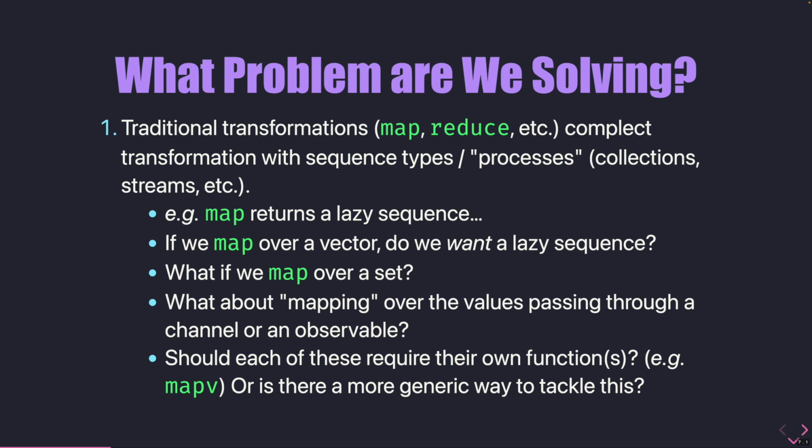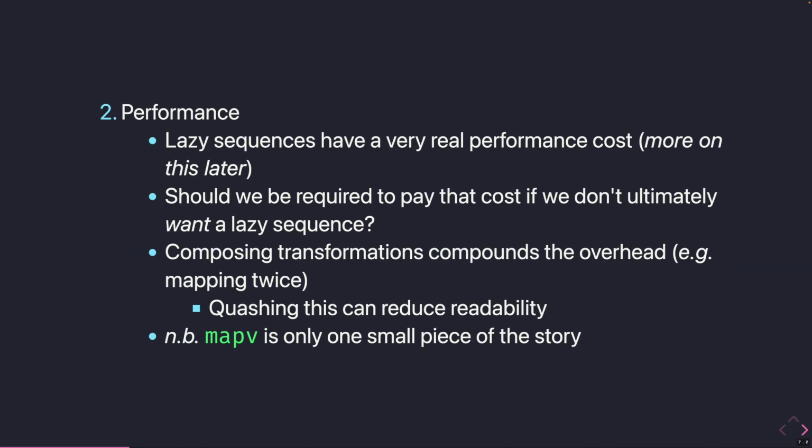So should each of these scenarios require their own functions? Do we need a map V that outputs vectors? Do we need a map S or map set that outputs sets? Do we need this explosion of all these different things? Or is there a more generic way to tackle this?